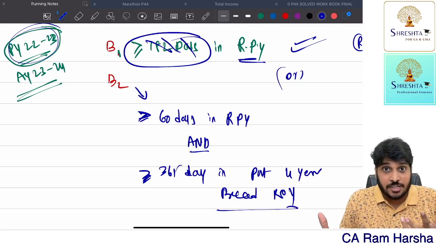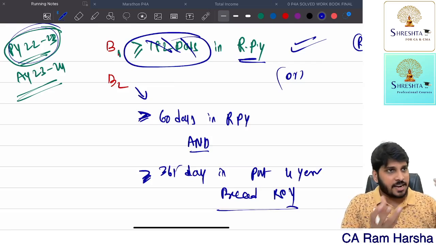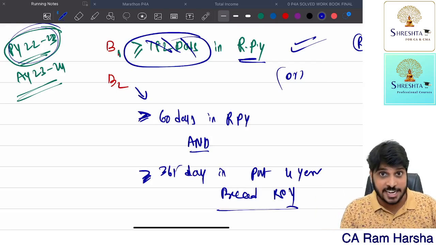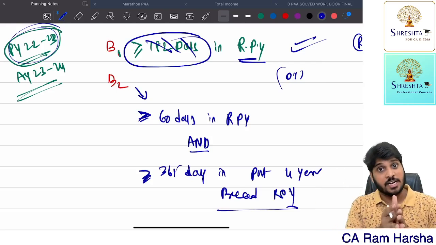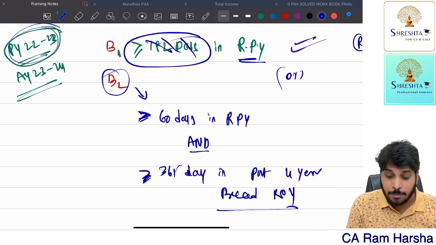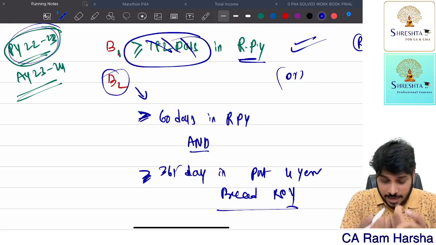Need not be continuous. You stayed 50 days, again went back, again you came back and stayed another 50 days, again went back, came back, again stayed 90 days, totally 50 plus 50 plus 90, 190. You are resident. If you have not stayed for 182, then we will check B2. If B1 is failed, then only we will check B2.